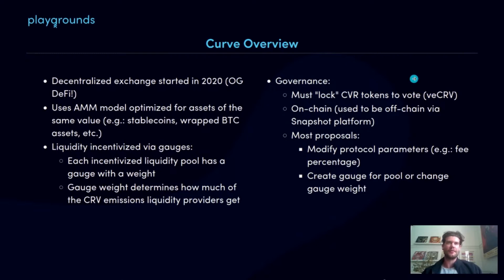It also makes it so someone can't just lock a bunch of Curve, vote on something, and then unlock it immediately afterwards. They have to stay in the protocol. The governance is also entirely on-chain.